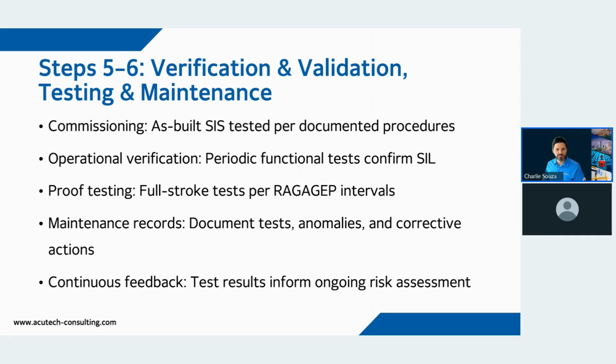We get towards the end of that life cycle with verification, validation, testing, and maintenance, with commissioning being part of it. Operational verification, proof testing, where the functional safety engineer group will provide your operating team with proof testing procedures and proof testing intervals on how often they need to test those safety loops, the safety instrumented loops, or your safety instrumented functions.